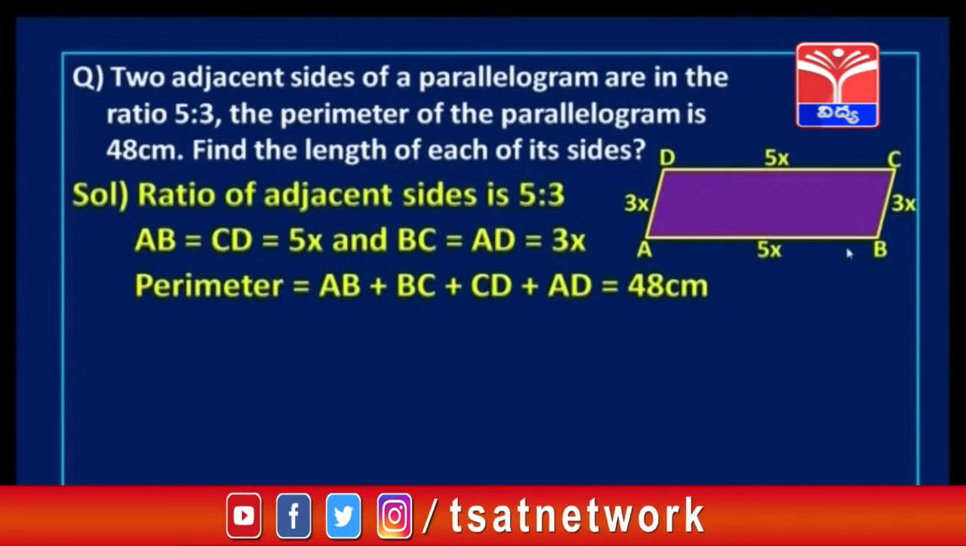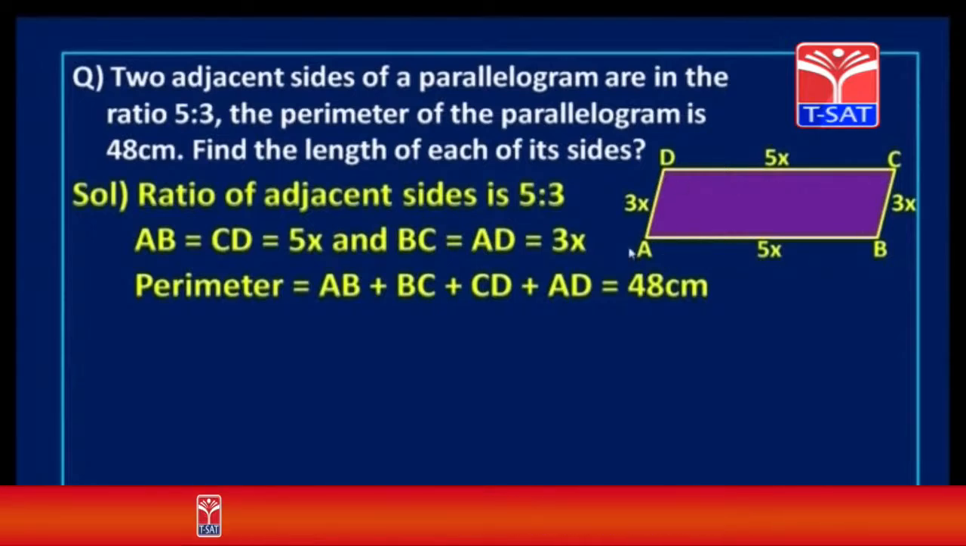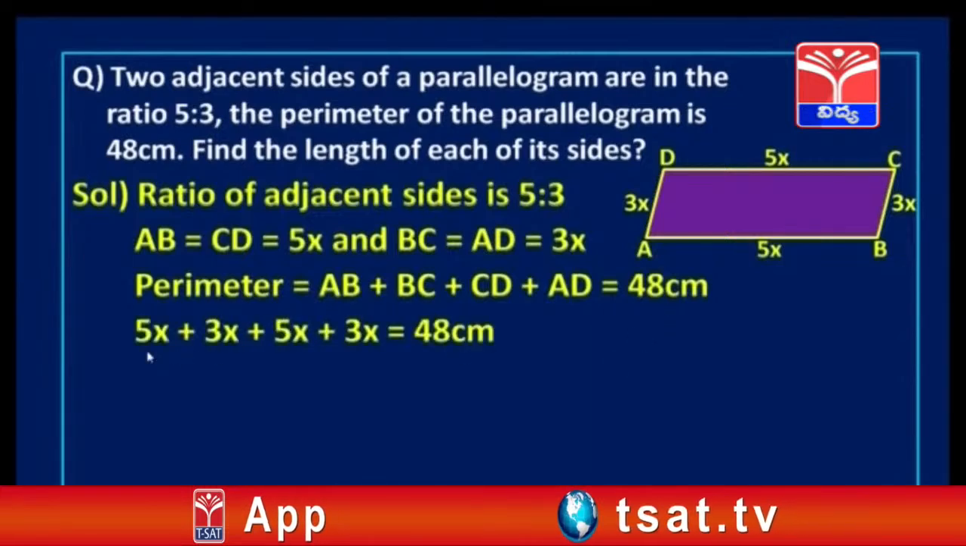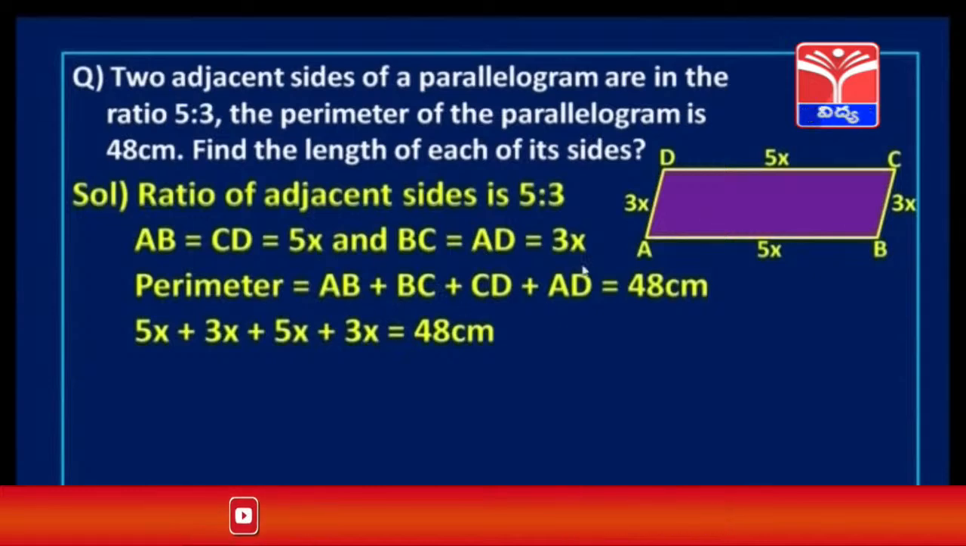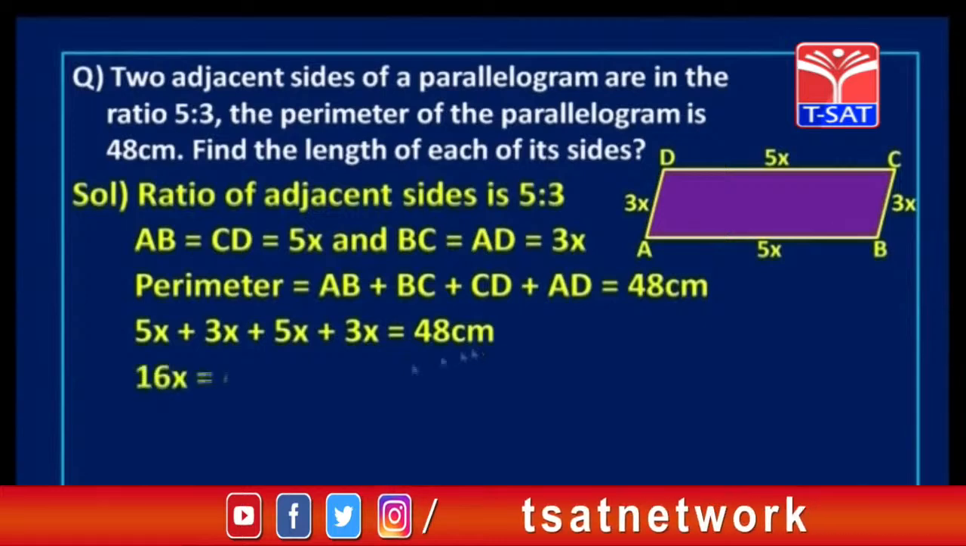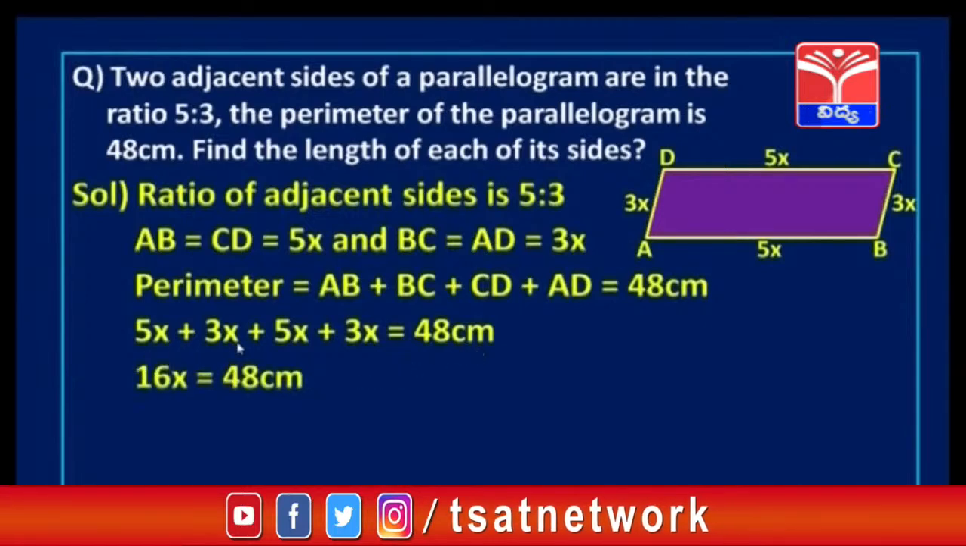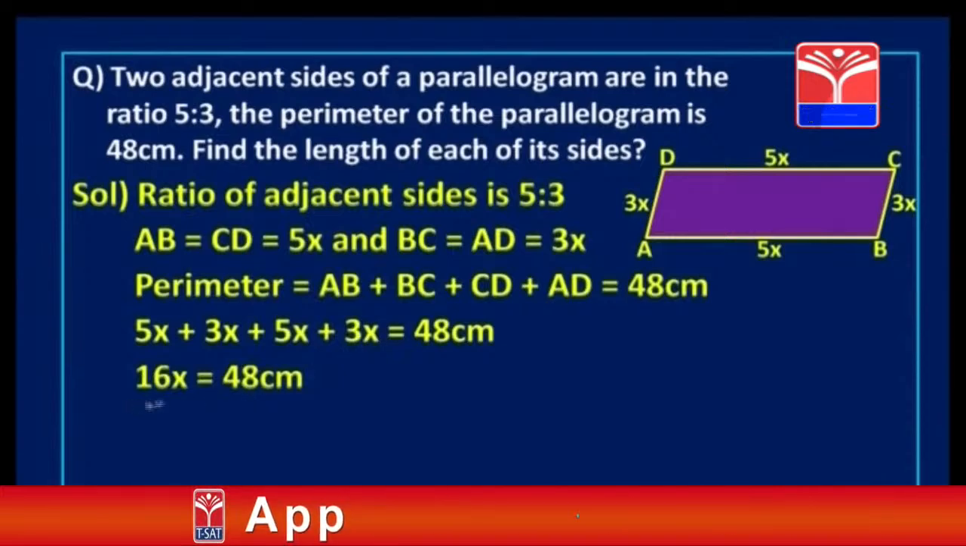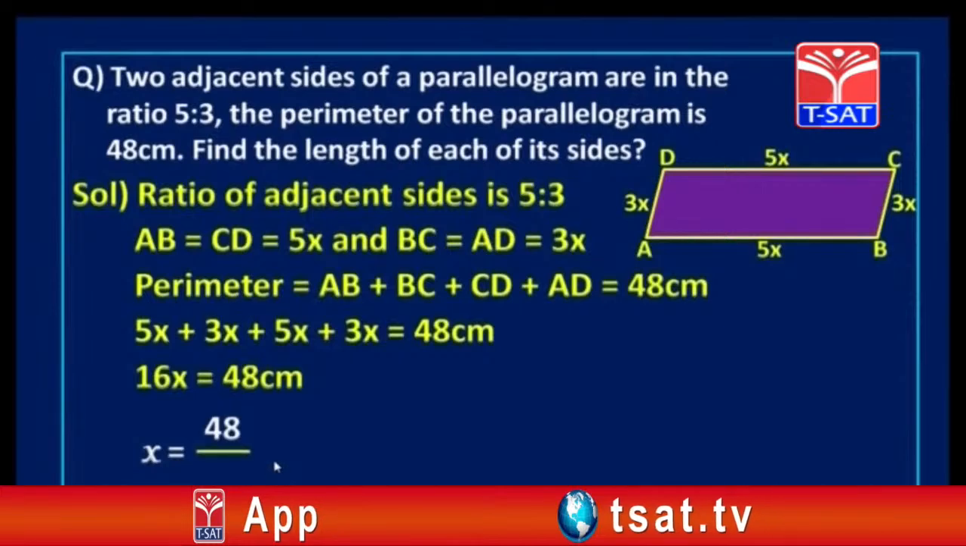So AB plus BC plus CD plus AD is equal to 48 centimeter. So AB is 5x, BC is 3x, CD is 5x, AD is 3x. The sum of these is given as 48. So 5 plus 3 is 8, 8 plus 5 is 13, 13 plus 3 is 16. So I am getting 16x equal to 48 centimeter. So x is equal to 48 by 16.